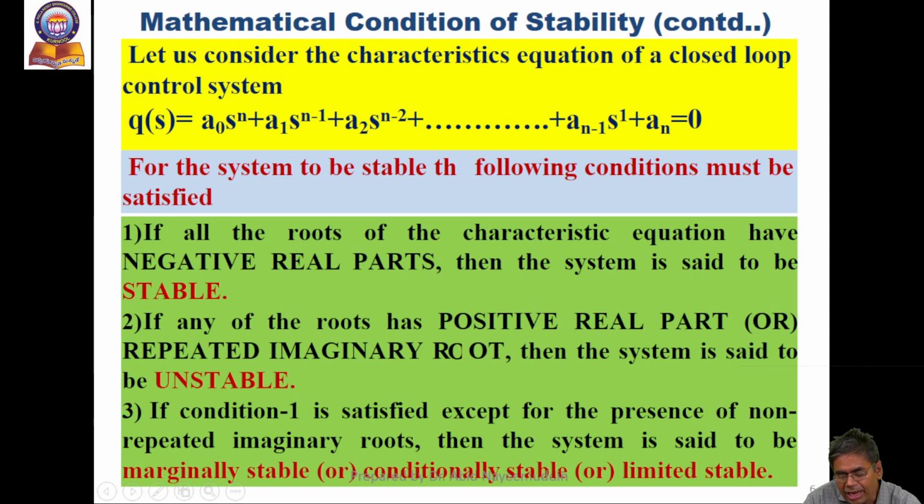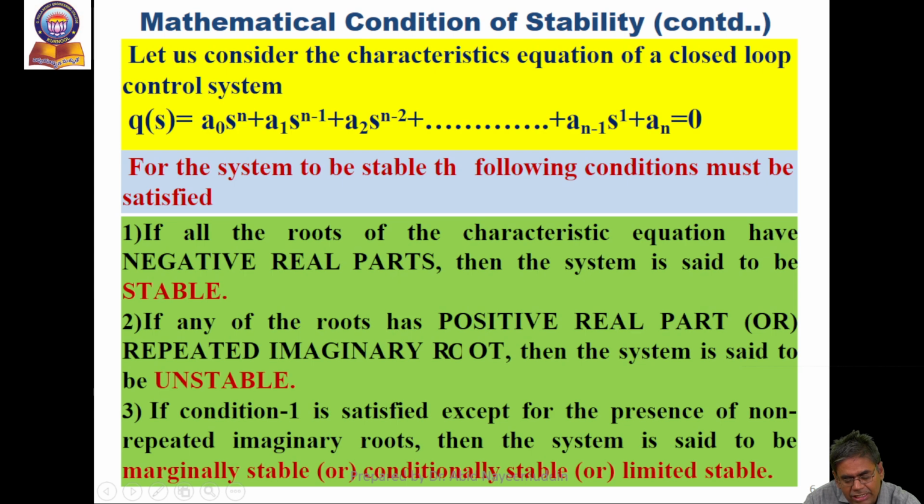If the roots of the characteristic equation have a negative real part, then the system is said to be stable, because all the roots are present in the left half of the s plane. If any one of the roots has a positive real part, or repeated imaginary roots are present, then the system is said to be unstable. If any one of the roots is present in the right half of the s plane or repeated roots are present on the j omega axis, then the system is said to be unstable.